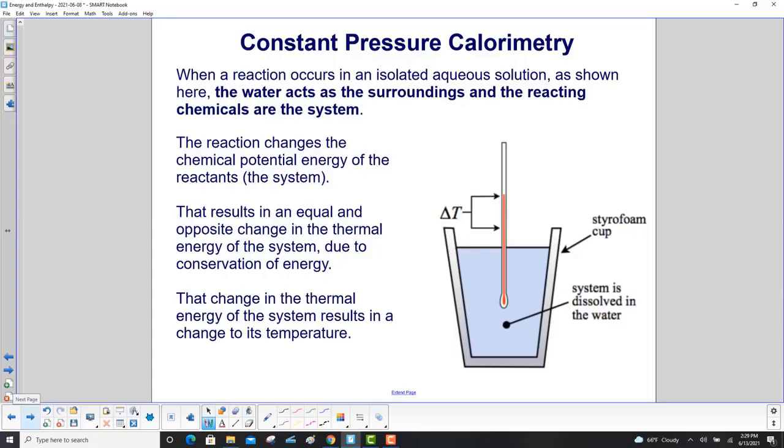When a reaction occurs in an isolated aqueous solution, as shown here, we have water and a styrofoam cup, and we're measuring a change in temperature with a thermometer. The water acts as the surroundings, and the reactant chemicals are the system. The reaction changes the chemical potential energy of the reactants, the system. That results in an equal and opposite change in the thermal energy of the system due to conservation of energy. That change in the thermal energy of the system results in a change to its temperature.